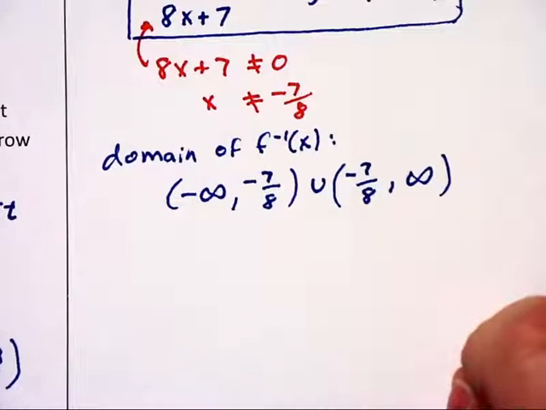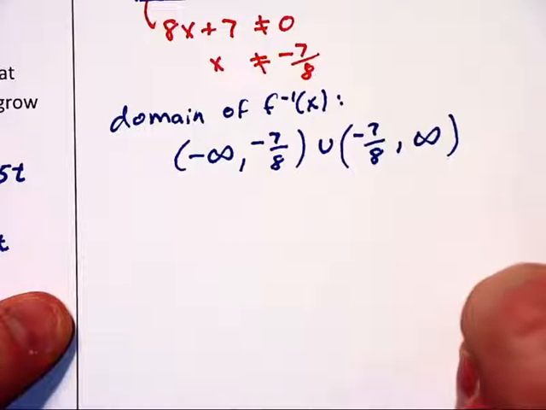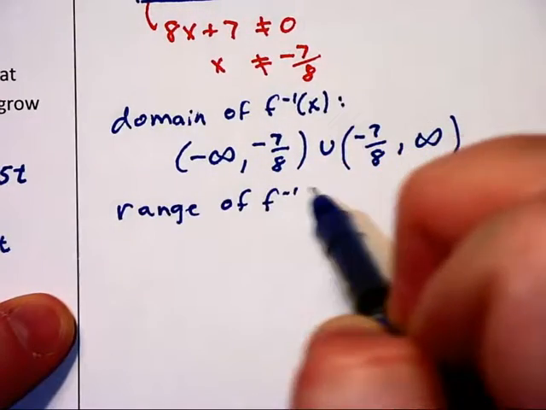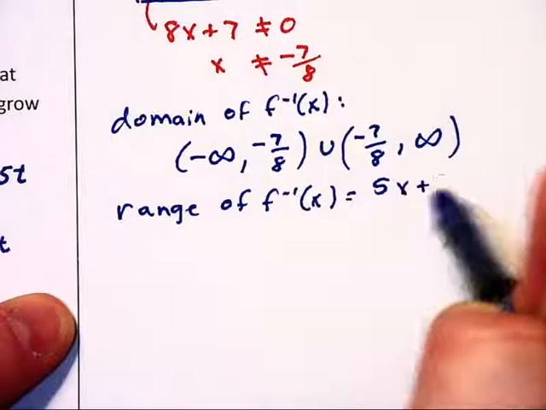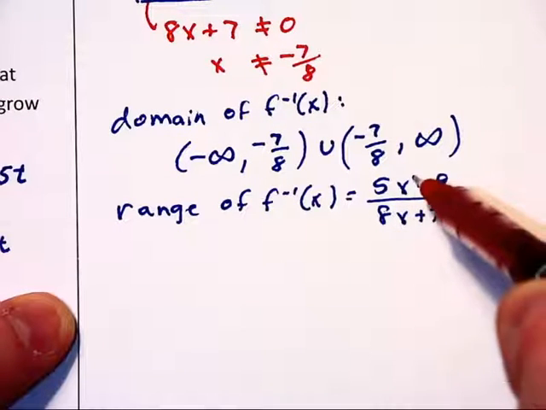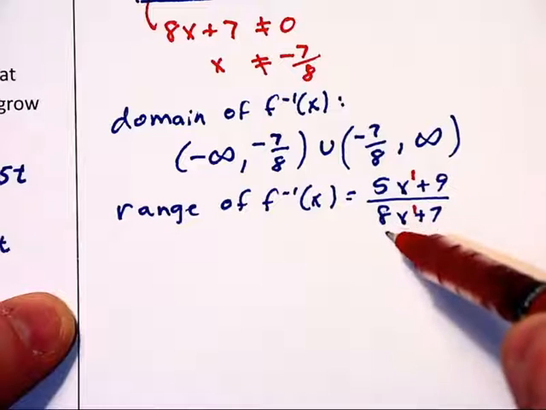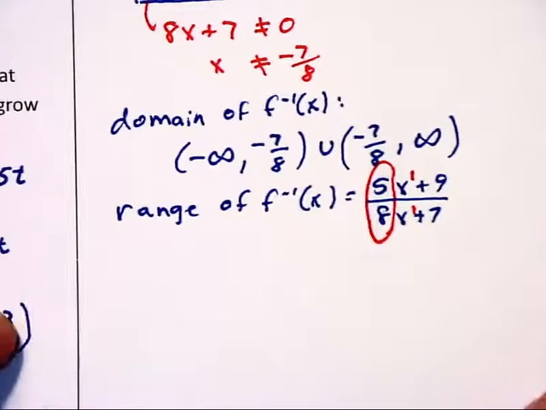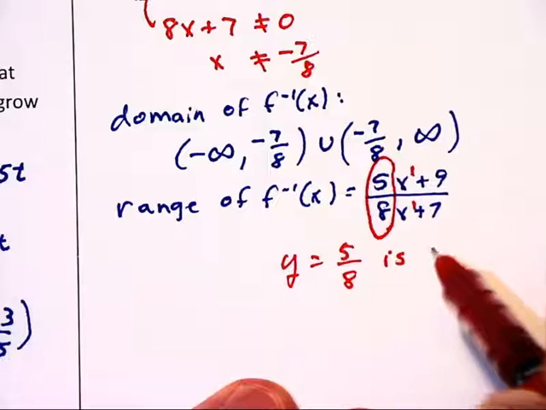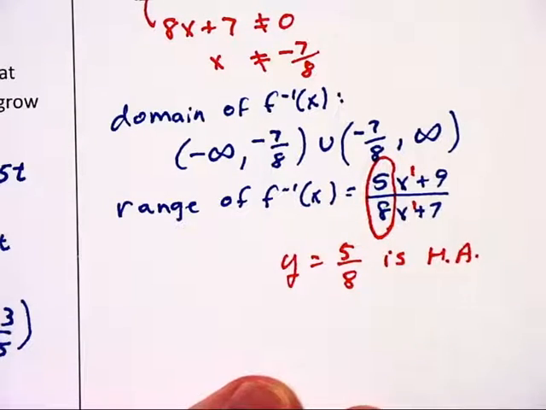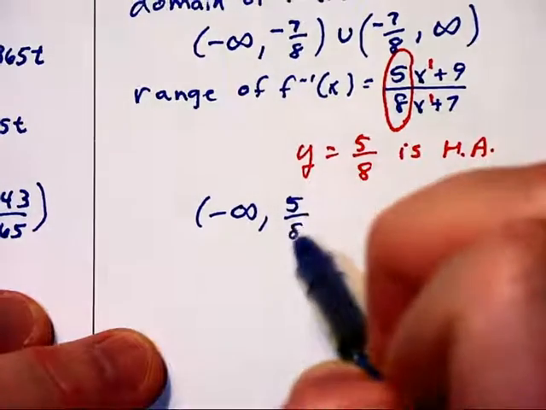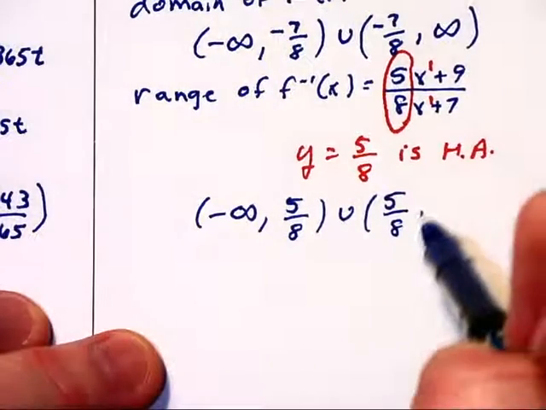Okay? Now we want the range. Now there's a couple ways of looking at this, but let's do it this way. Range of f inverse of x equals (5x plus 9) over (8x plus 7). This is a rational function, and since the degrees are the same in the numerator and denominator, we know that y equals 5/8 is going to be the horizontal asymptote. And so that is going to be the one y value that cannot be assumed, and therefore the range will be from negative infinity up to 5/8, united with 5/8 to infinity.